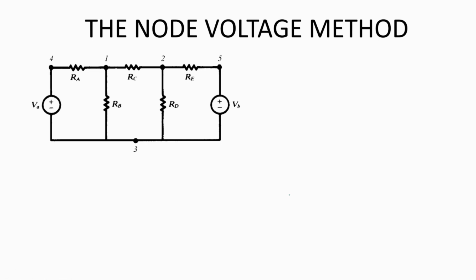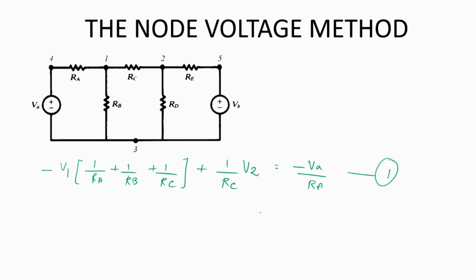On simplifying these two KCL equations which we just framed, the simplification of the first KCL equation gives us minus of V1 into (1 by RA plus 1 by RB plus 1 by RC) plus 1 by RC into V2 is equal to minus VA by RA. So this is the simplified version of the first KCL equation, where we've taken the coefficients of the two node voltages together and made it look simpler.